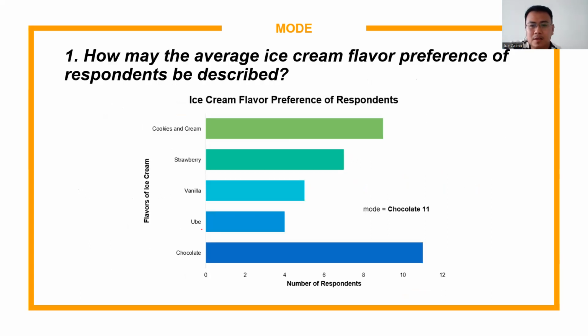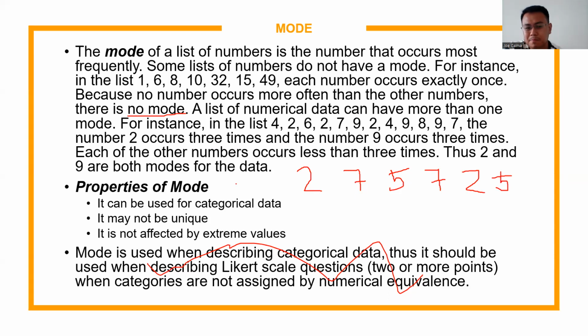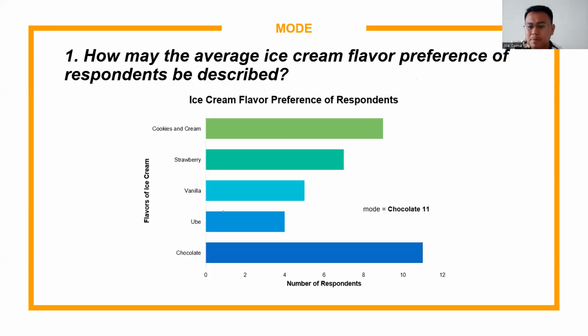So, let's have an example. What is the average ice cream flavor preference of respondents? To represent, we use a bar graph. Now, sir, balik tayo sa unang property. Sir, di ba kanina sabi nyo, kapag categorical yung variable natin, we should use frequency and or percentage? Kanina, sabi natin, gagamitin lang ang frequency and percentage kapag categorical yung variable natin. Tama naman.